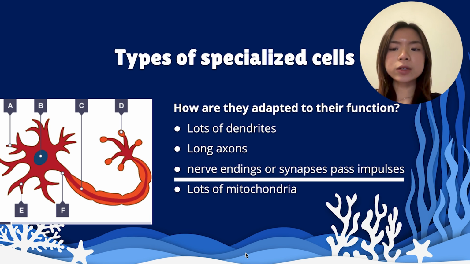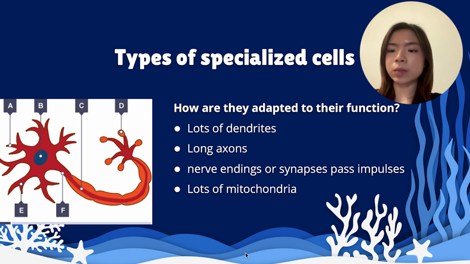The nerve endings or synapses are adapted to pass the impulse to another cell, or between a nerve cell and a muscle in the body. And this is done through special transmitter chemicals. These nerve cells also contain lots of mitochondria. This helps to provide energy. Remember, the mitochondria is the powerhouse of the cell. And this energy is required to make the transmitter chemicals that we just talked about.